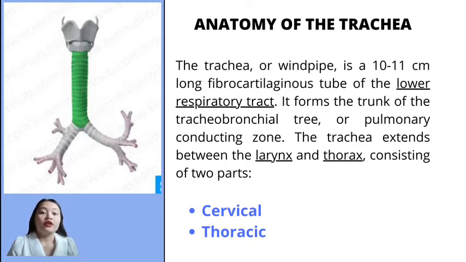First is the cervical part, which is located inside the anterior visceral or pretracheal compartment of the neck. It begins at the inferior border of the larynx or cricoid cartilage, located at the level of vertebra C6. Next is the thoracic part, which is located in the superior mediastinum of the thorax. It begins from the superior thoracic aperture and ends at the tracheal bifurcation. The bifurcation can be located anywhere between the levels of the 4th and 7th thoracic vertebrae.